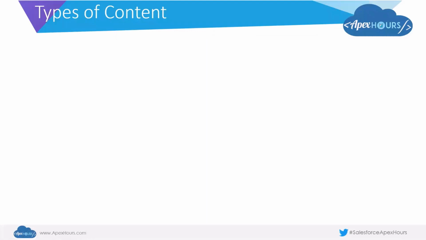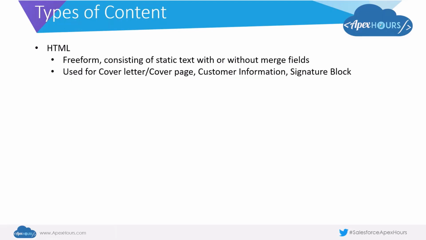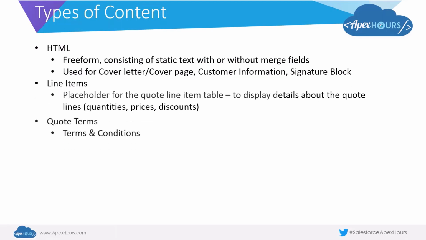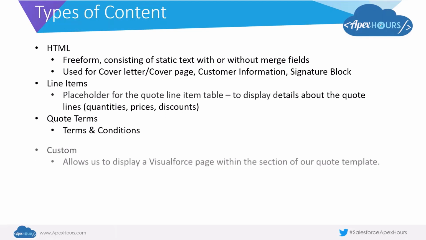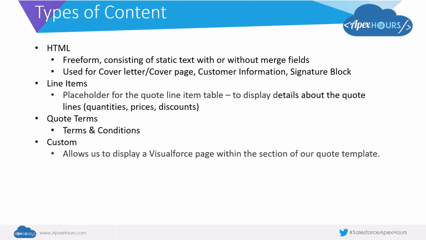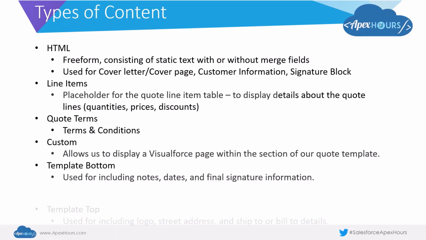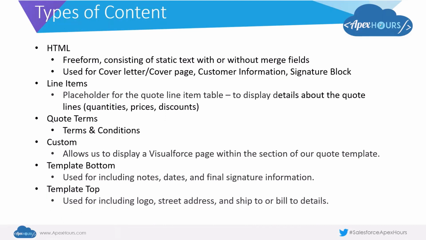What are the different types of content we could generate on Salesforce CPQ? There are 5 major types of content we could generate, and the 3 most popular ones are HTML, line items, and quote terms, and the 2 not so frequently used ones are custom, and then we have the template bottom and the template top. Let's look at each of these in detail.